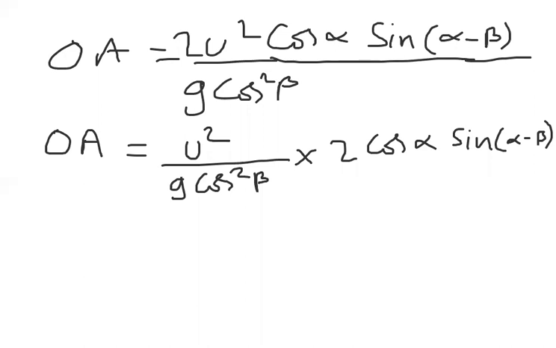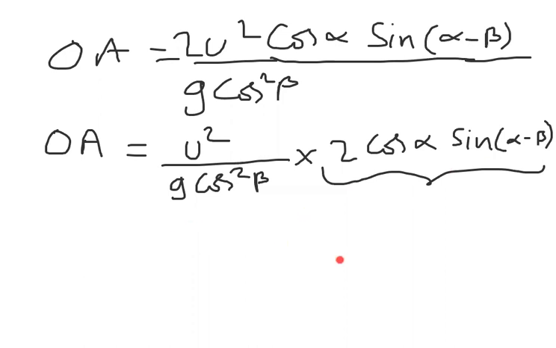Why have you written that one, sir? The above expression, you can leave it like that. No, sir. The OA value, this one and that one, both are the same. You just shuffle the terms only here. 2u square is there, the 2 you brought here, and u square you kept at the start itself, with cos alpha, sine alpha minus beta, g cos square beta. The above and below expressions are the same. No, sir, why did you do it like that? I want to simplify further.